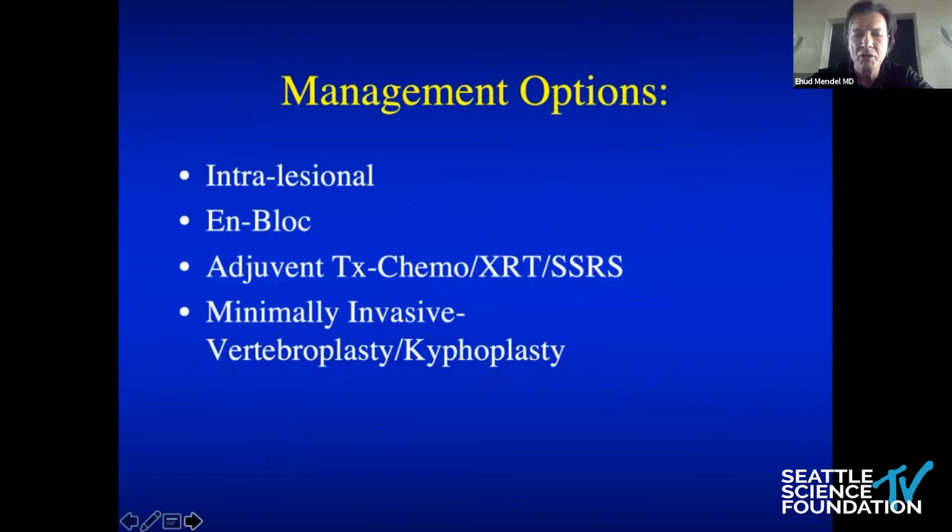We have an intralesional option where we go in and do a vertebrectomy, we drill it, we take the vertebra out, and we reconstruct it. We have the option from surgery of what we call an en bloc resection, where we get around the tumor and take it all in one piece, without getting into the tumor. We try to keep clear margins to minimize spillage of tumor into the surrounding tissue. We have stereotactic radiosurgery, we have radiation and chemotherapy, and then we have the minimally invasive option of vertebroplasty or kyphoplasty with cement injection into those vertebral bodies.